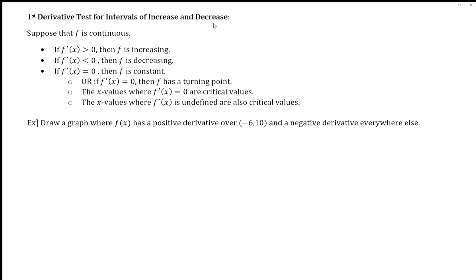Suppose that f is continuous. If f prime of x is greater than 0, then f is increasing. So we have these two matching. And so what that means, let's start drawing a little sketch right here. So here's my axis, and let's draw something that is increasing like that. For now, we'll just stop it there. Okay, so this is showing that f is increasing, but let's mark it.